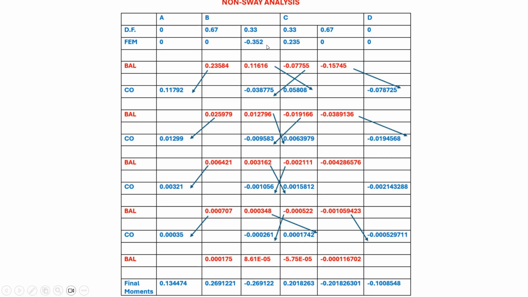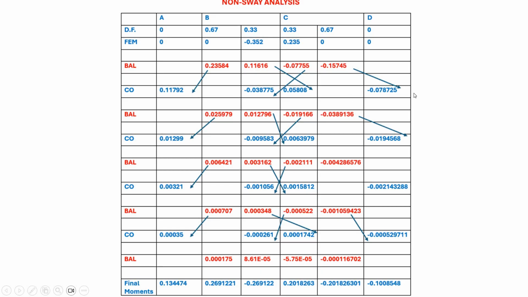For example, minus 0.352 is balanced by plus 0.352 times 0.33, written as 0.11616, and 0.67 into plus 0.352, written as 0.23584. Similarly, you balance the moment 0.235 by providing a moment in the opposite direction, multiplied by the distribution factor. Once you do that, you carry over the moments as shown in the figure. Half of the moment is transferred to the farther end, for example from B to A, and from C to D.